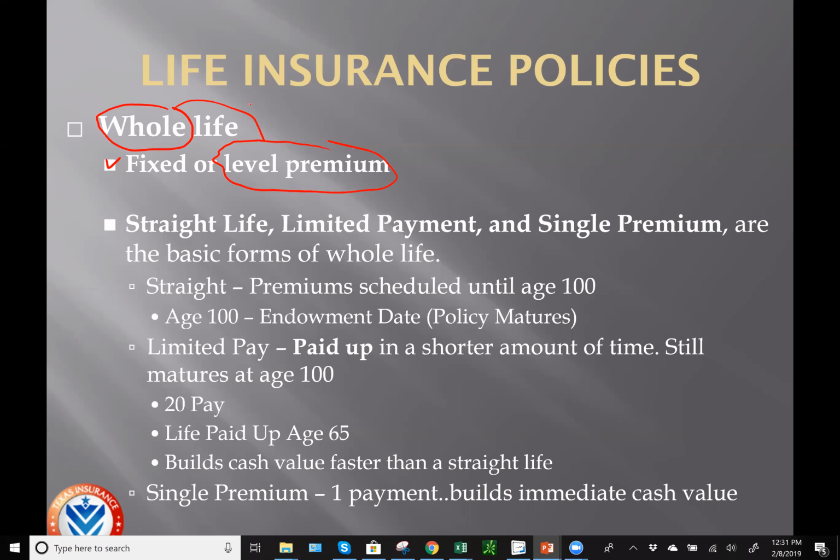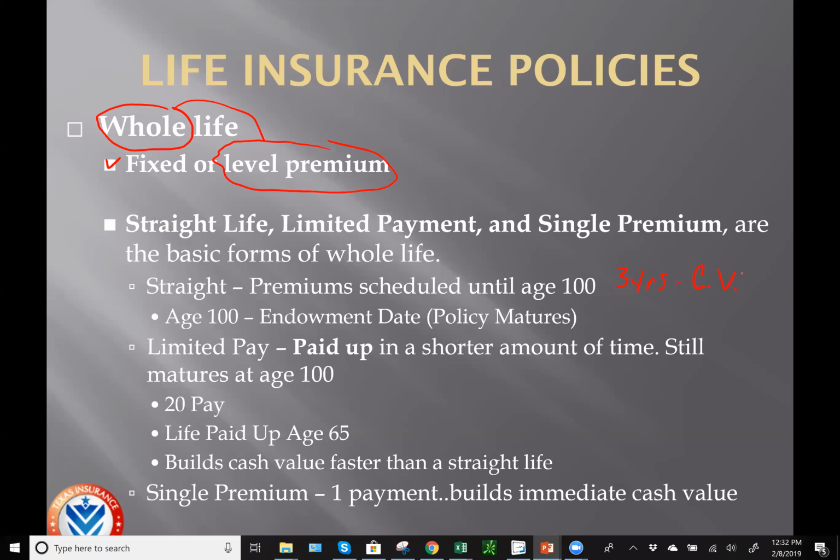Now, there are 3 forms of whole life. These 3 forms of whole life are all based on how the premium gets paid. There's a straight life, a limited pay whole life, and a single premium. So first, let's talk about a straight life policy. Now, on a straight life policy, the premiums will be paid straight through the life of that policy. They are scheduled all the way out to age 100. This is also called a continuous premium whole life. Remember, age 100, the policy endows or matures. And then also remember that how long does it take to build cash value? Exactly, 3 years to build cash value.